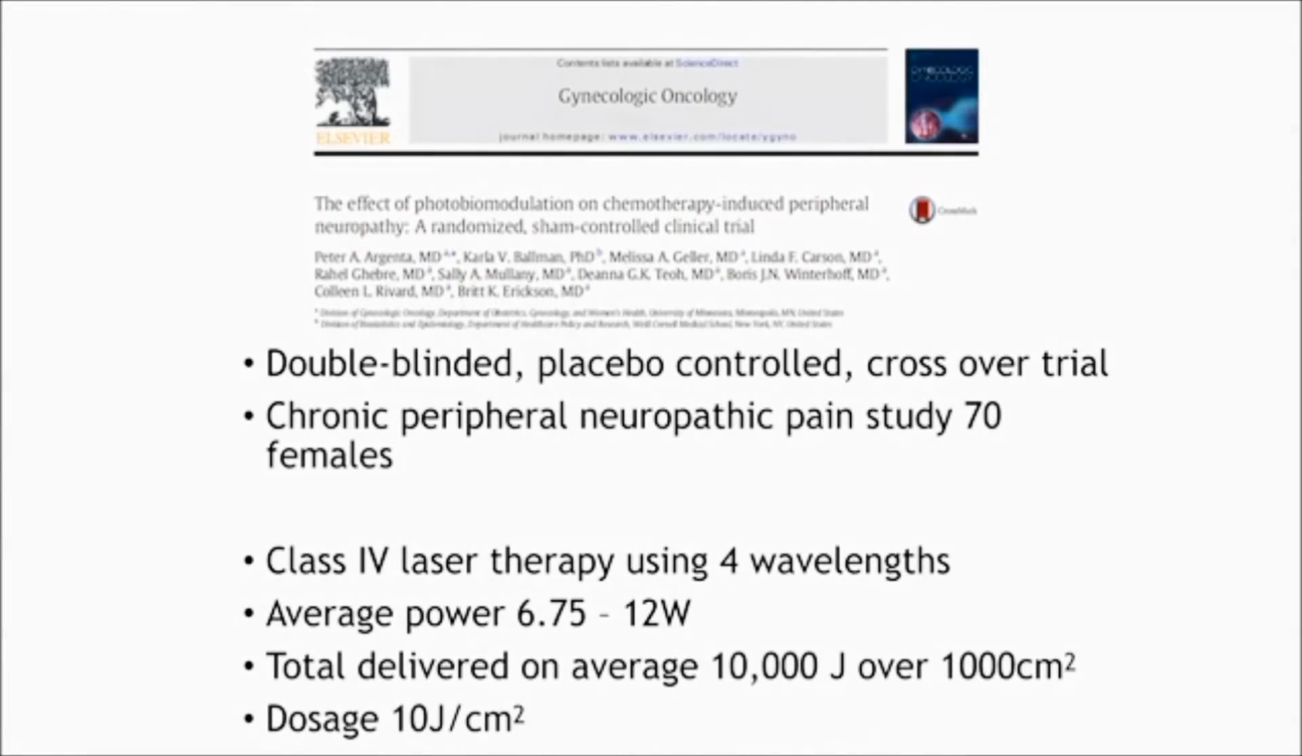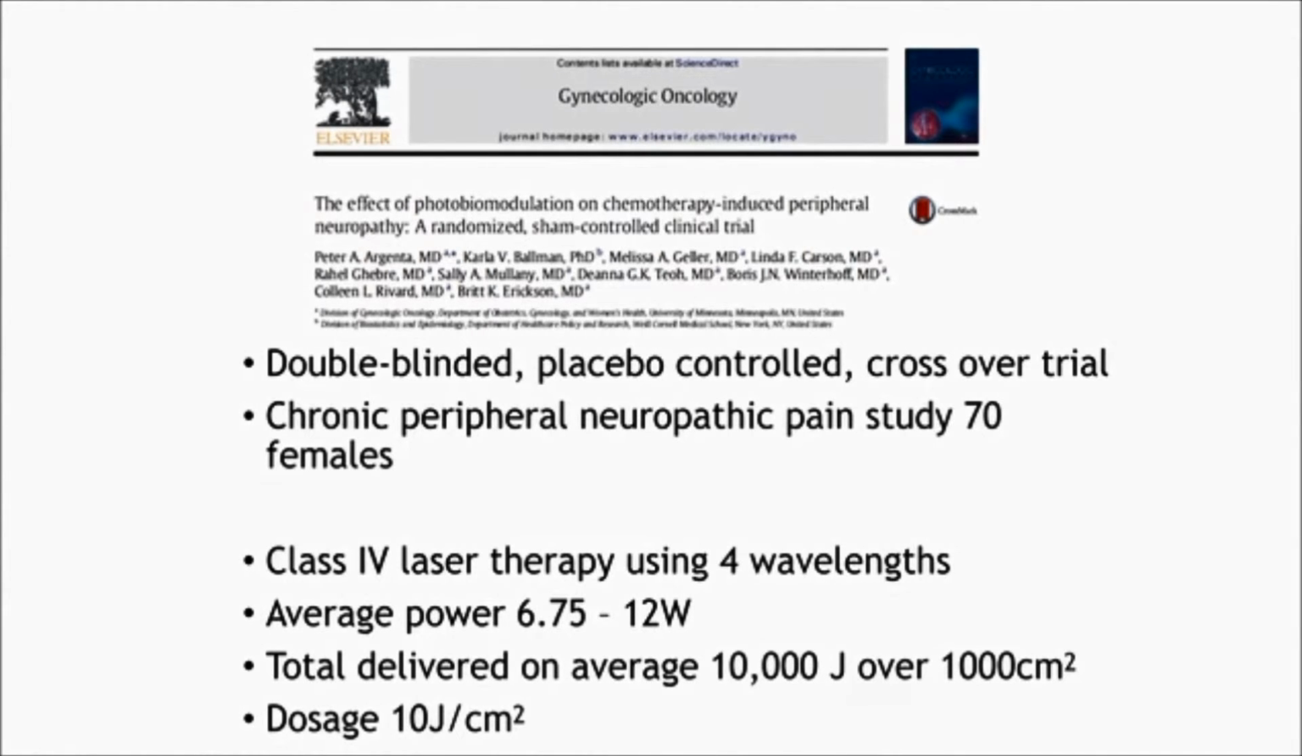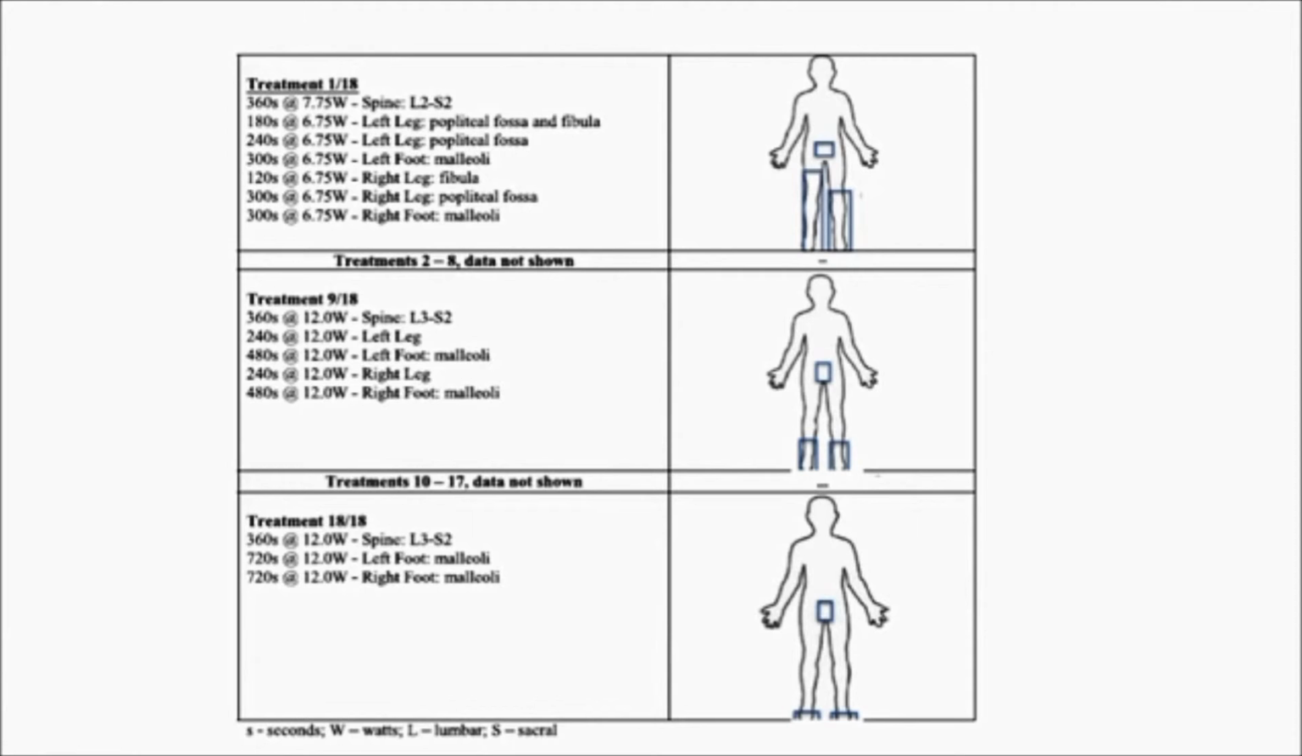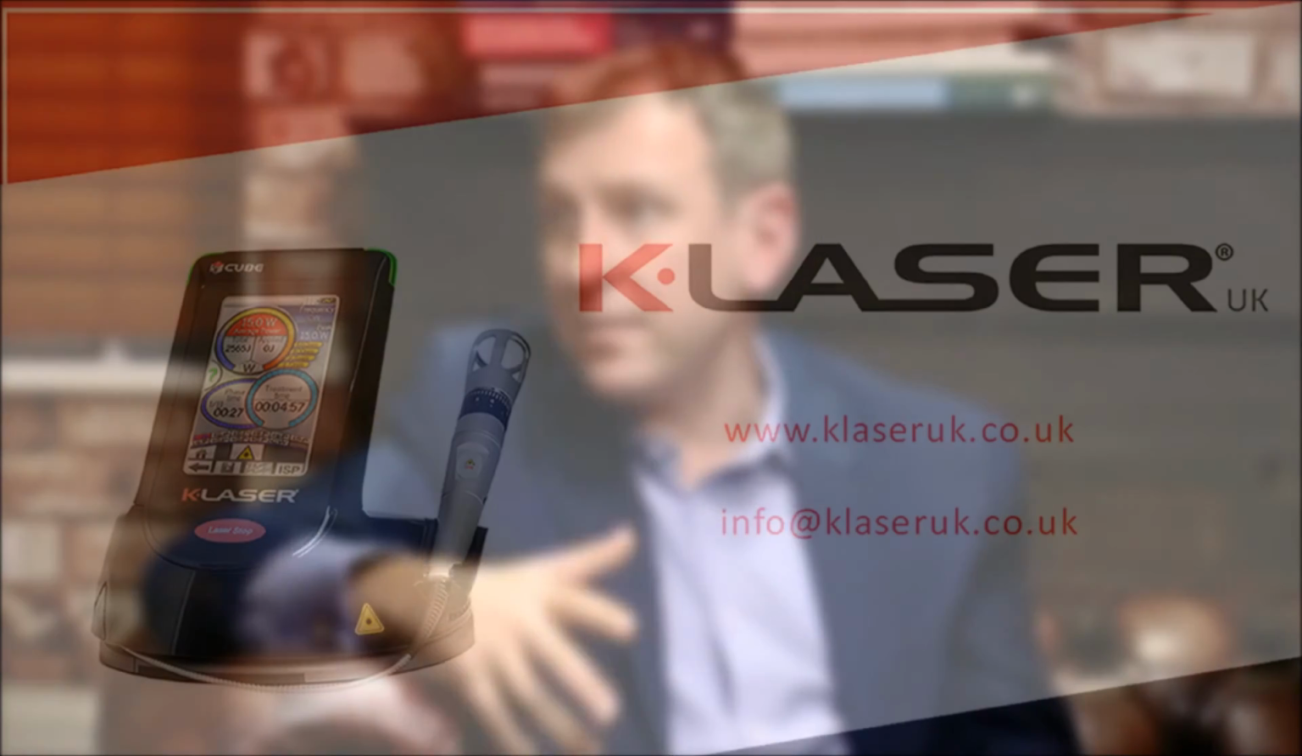We actually did a study on peripheral nerves. So again, we did a study on 70 females, and this was with chronic peripheral neuropathies. And if I show you this, we actually went and treated their lumbosacral area and the lower limb, and it was a double-blind RCT crossover study. And there was a very significant improvement in the patients who were treated, in this case with K-Laser, compared to the placebo group, both on the crossover and the blinded side of it.